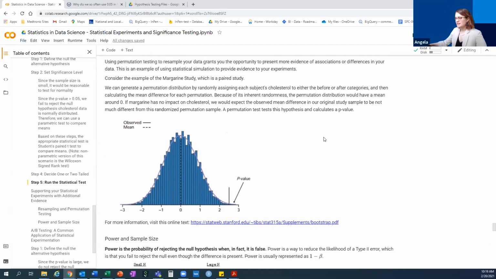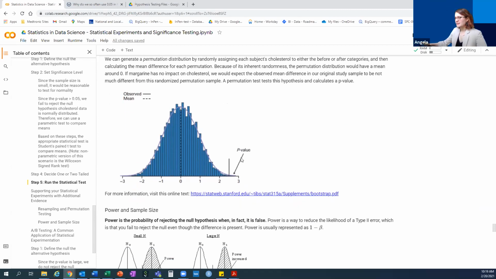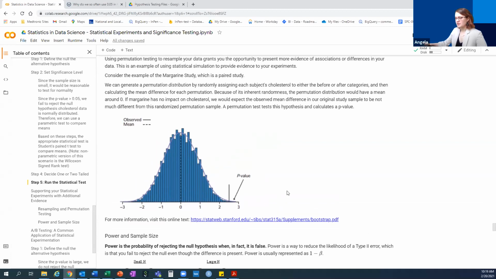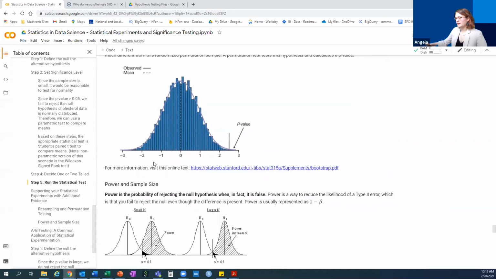So the permutation tests this hypothesis, and you can calculate a p-value. So basically, our observed difference is in the tail of our permutation distribution, which implies that there is very likely a difference here. It just kind of provides more evidence with another randomization and simulation technique. There's lots of different applications of this. And I've provided a resource here that I thought was really helpful in describing this concept further.